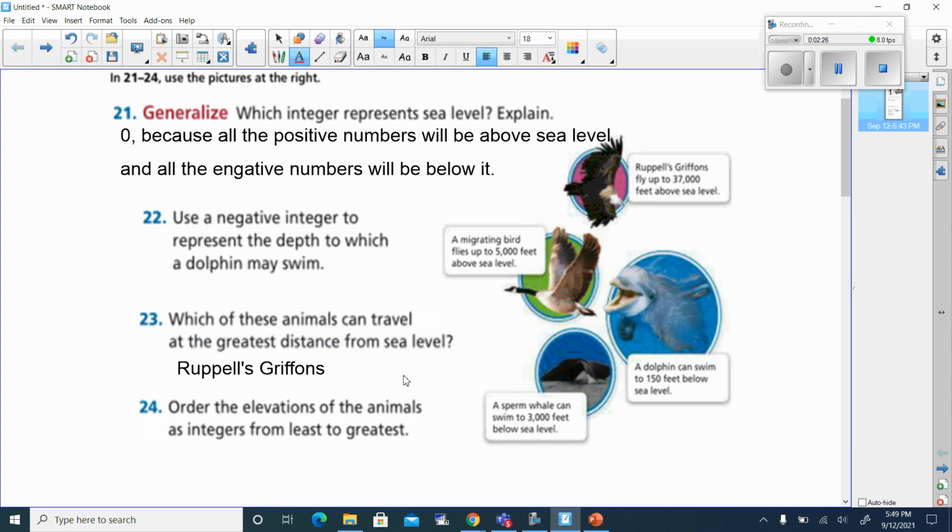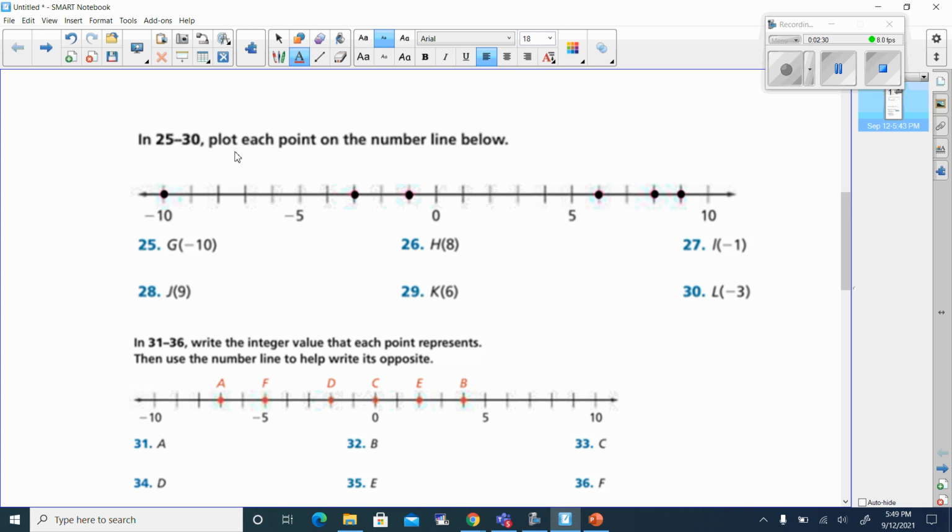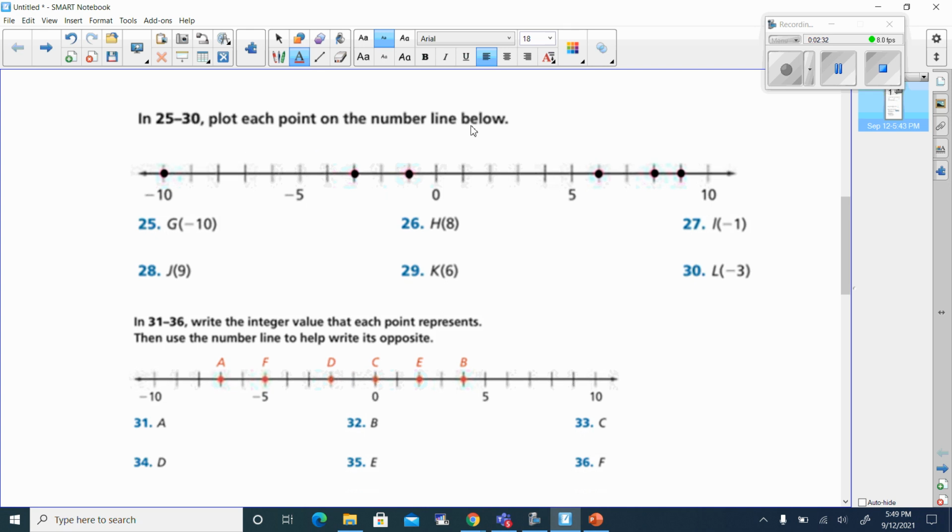All right, and let's go ahead and go to number 25 now. Plot each point on the number line below. I'm going to plot G on -10. So I know -10 is right here. So I'm going to plot G right here.